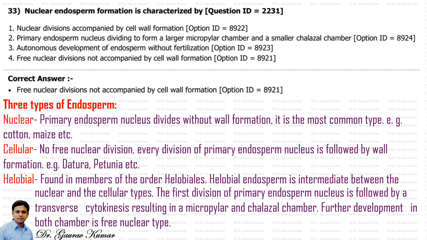Next one is the cellular one, in which there is no free nuclear division. Every division of the primary endosperm nucleus is followed by wall formation, for example Datura, Petunia, etc. And then comes the helobial endosperm. This is found in members of the order Helobiales. Helobial endosperm is intermediate between the nuclear and the cellular type. The first division of the primary endosperm nucleus is followed by a transverse cytokinesis, resulting in a micropylar and chalazal chamber. Further development in both chambers is free nuclear type.